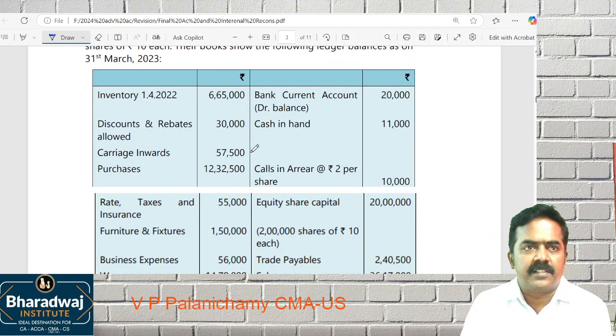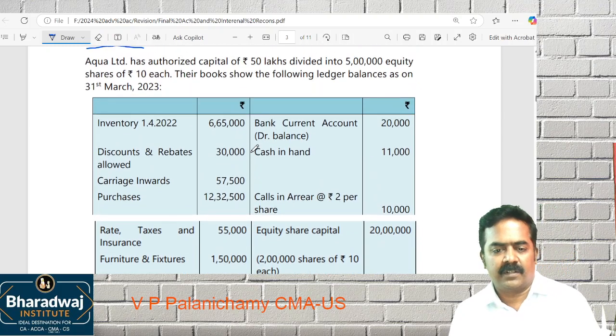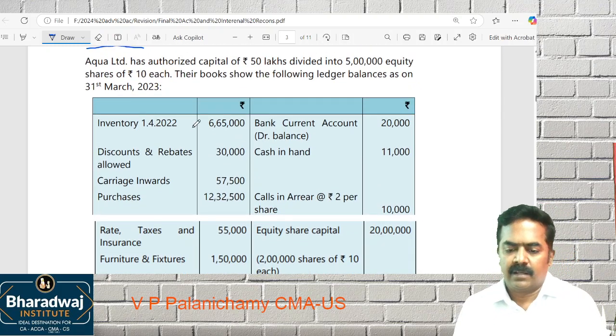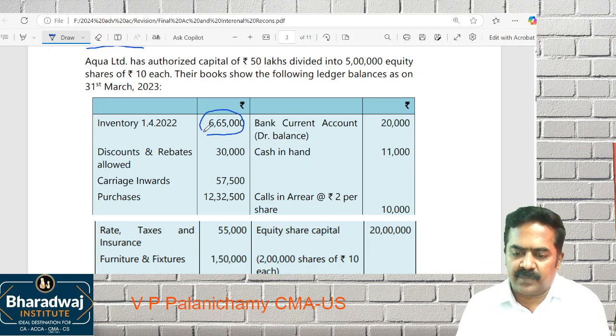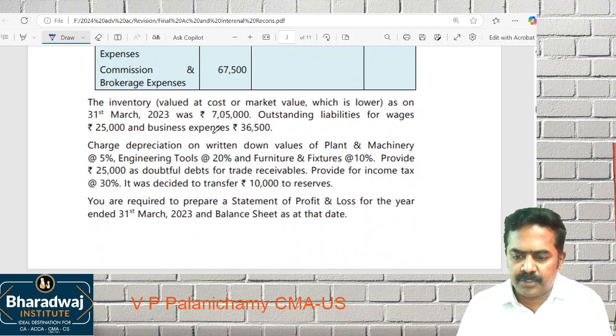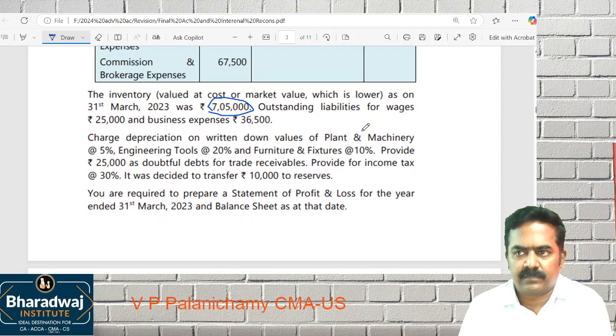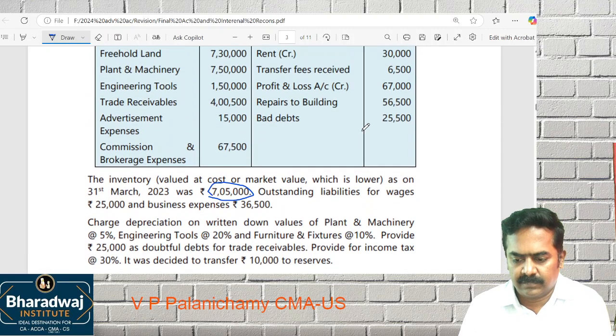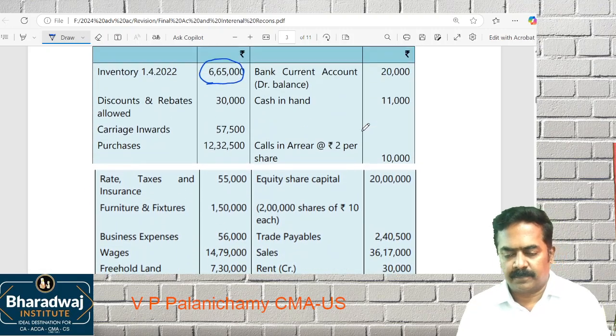அங்க inventory increase இருக்கா decrease இருக்கா? Next questionல பாருங்க. Inventory was 6,65,000. Closing balance given as 7,05,000. Here also increase in inventory only. Try to do the working notes.